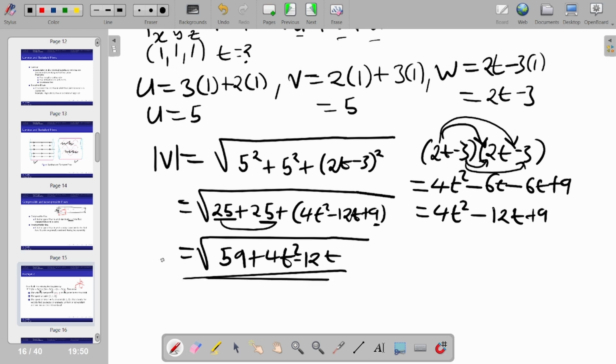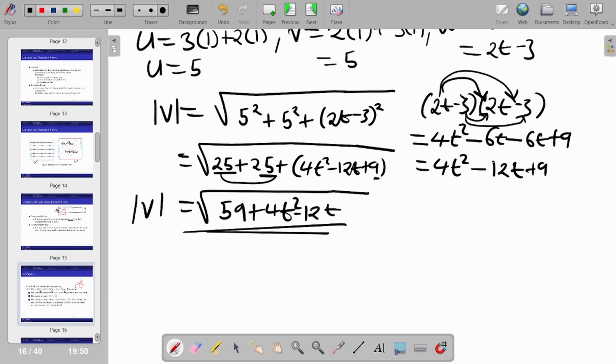Okay, so this is the resultant velocity. We don't know the value of t, so we just leave it there like that. This is the resultant velocity.